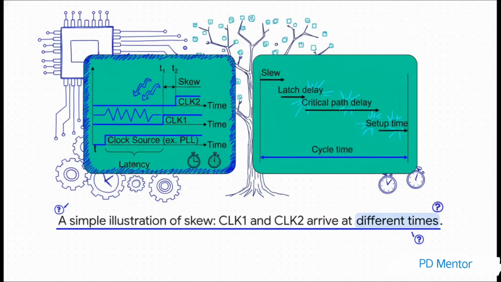Yeah, and this diagram here? It shows you exactly what's happening. You've got that original clock pulse, but the signal that gets to one part of the chip, let's call it CLK1, arrives at time T1. The signal that gets to another part, CLK2, arrives a tiny bit later, at time T2. That little difference, that gap between when they arrive, that is skew.